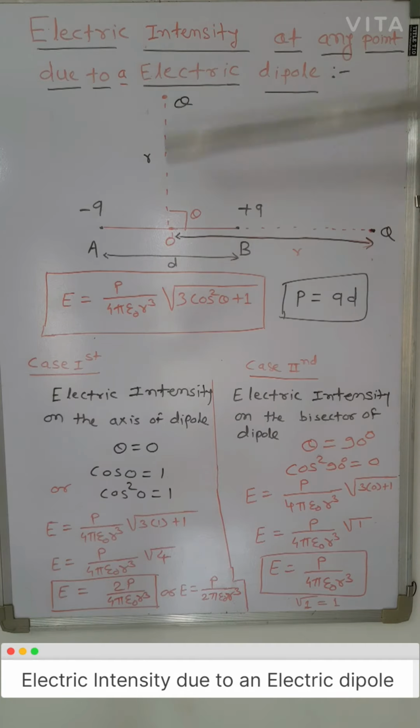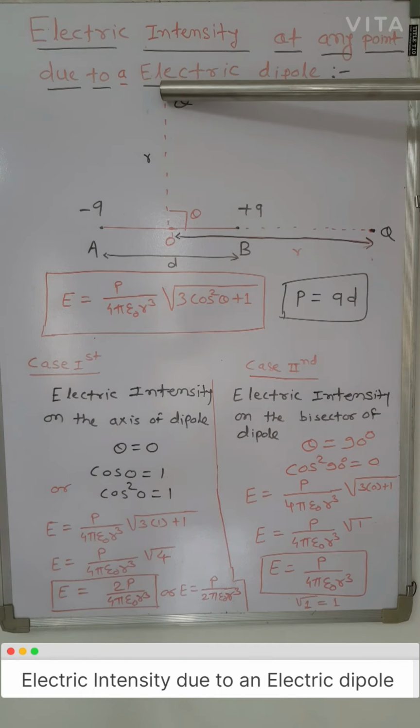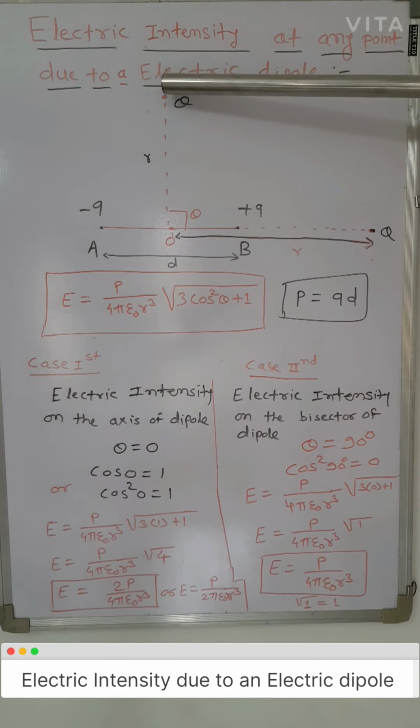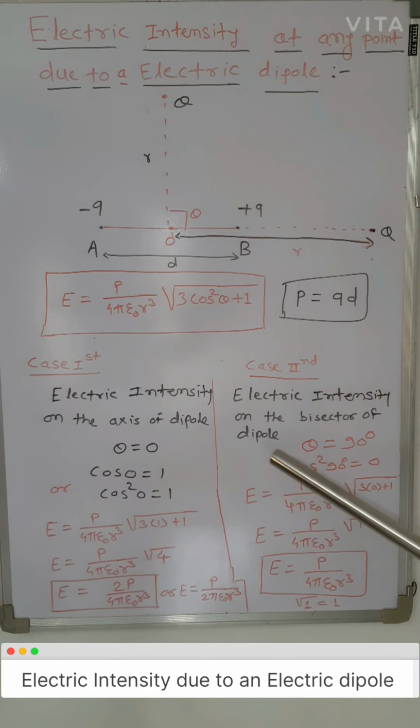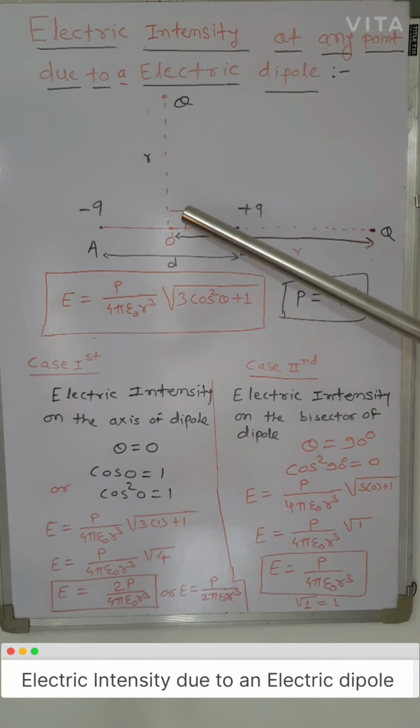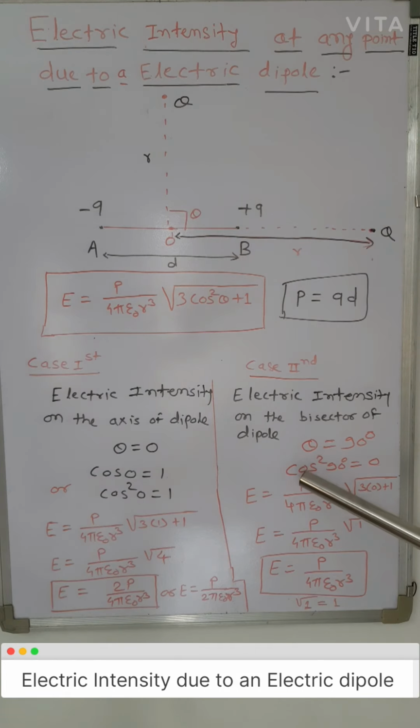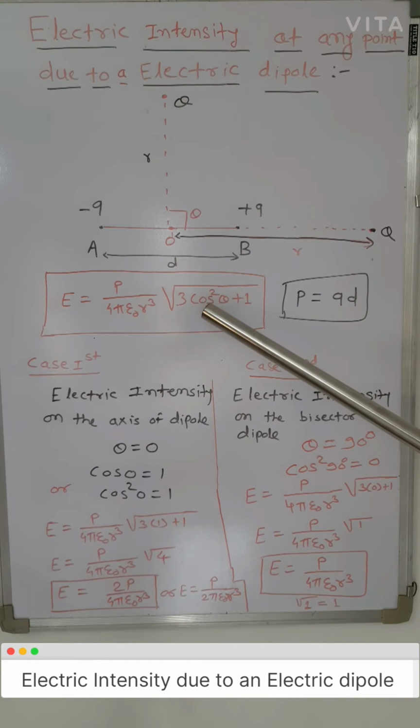In the second case, we want to calculate the electric field intensity on the bisector of the dipole, or along the equatorial line. So here the distance of point Q is r. So theta is equal to 90 degrees. So here the angle is 90 degrees. So cos 90 is equal to 0, so cos square 90 is equal to 0. So here we put cos square 90 equal to 0.